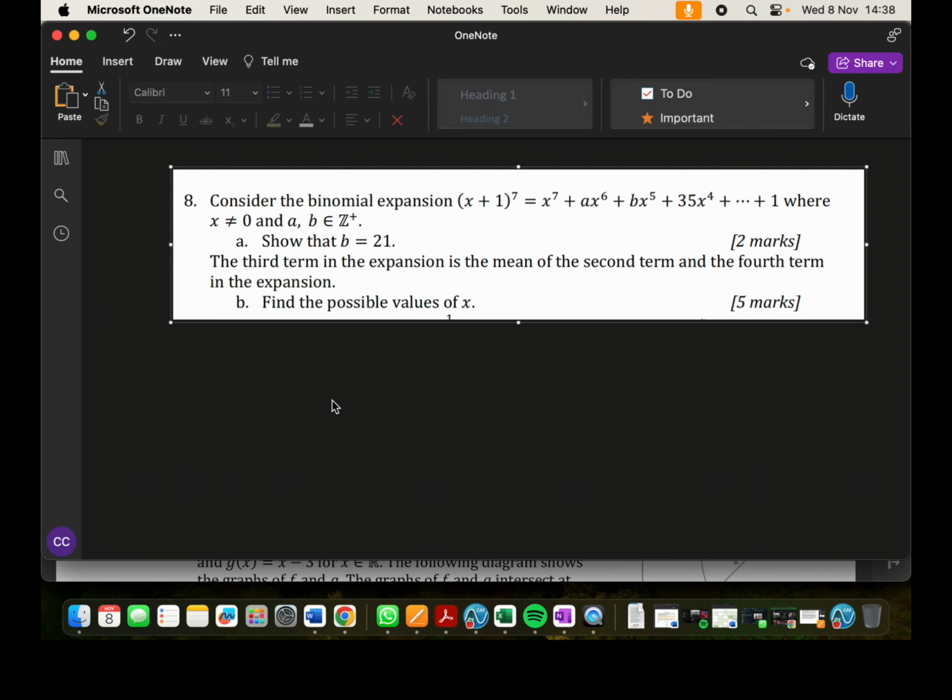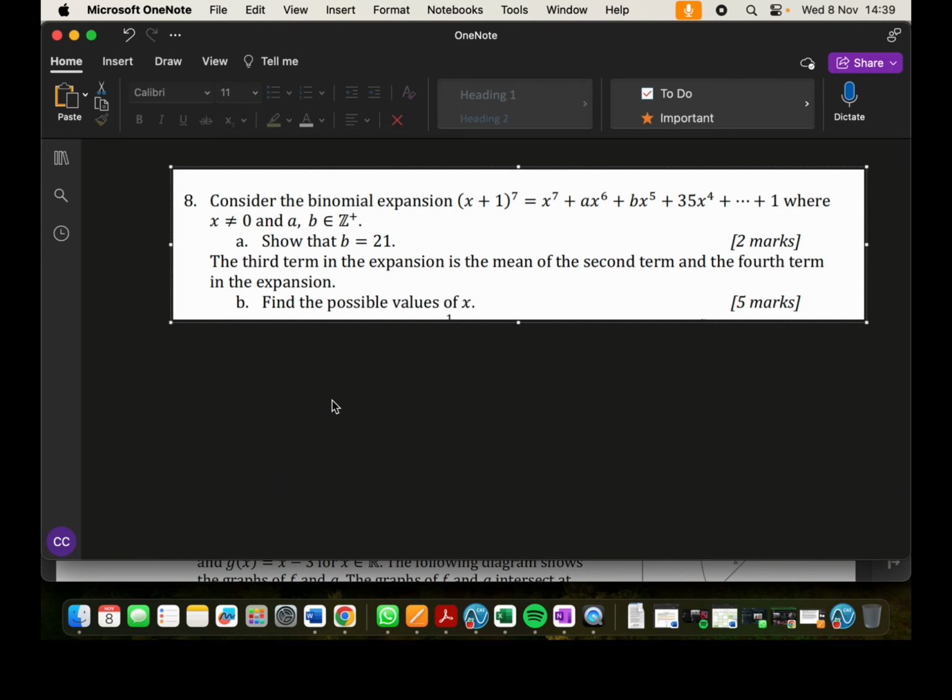Okay, this is from the review pack. This is the most approachable problem, paper 1, number 8. It says we need to consider this binomial expansion. (x + 1)^7 is that. Show that b is 21.